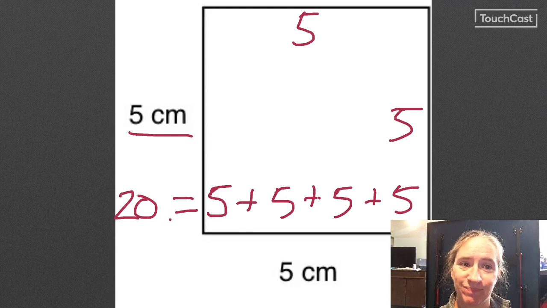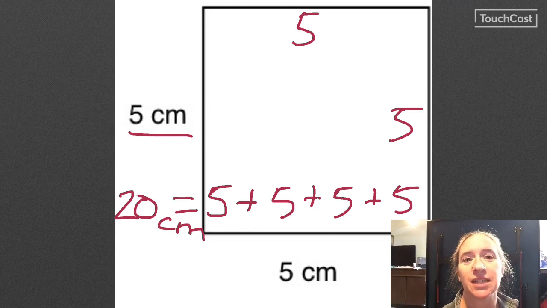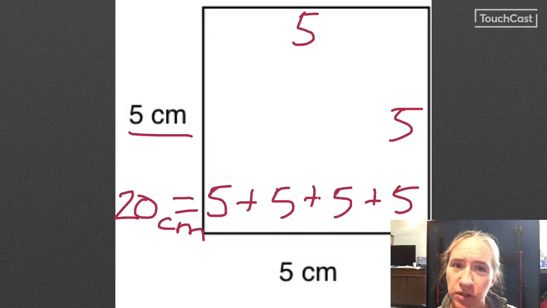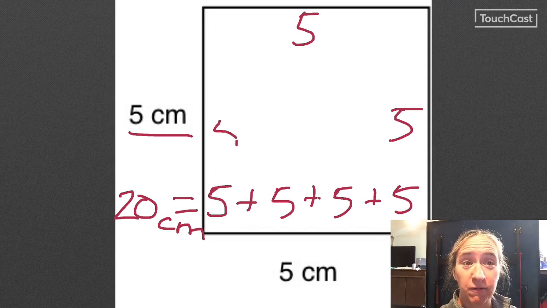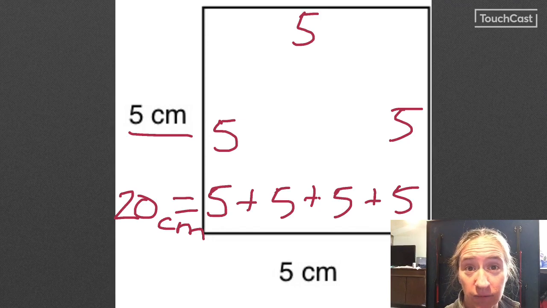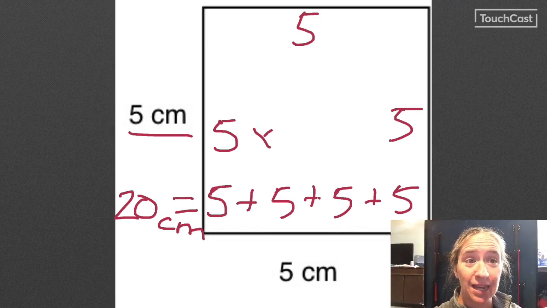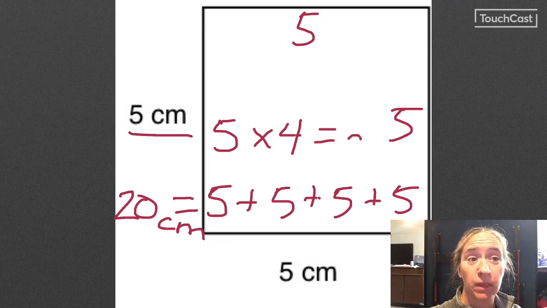20 what? 20 centimeters. Mrs. Brown, you put the equal sign on the wrong side. Did I? Is there a wrong side for an equal sign? There isn't really. I could also do this as a multiplication problem because I am doing 5, that's the length of each side, and I'm adding it 4 times. 5 times 4 also equals 20 centimeters.